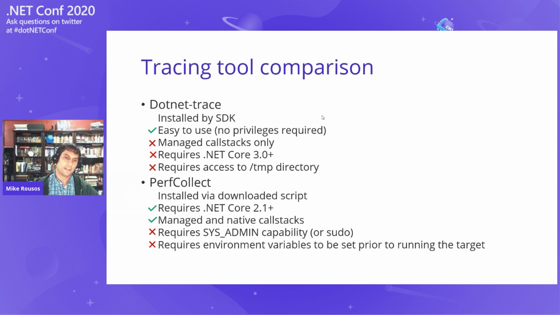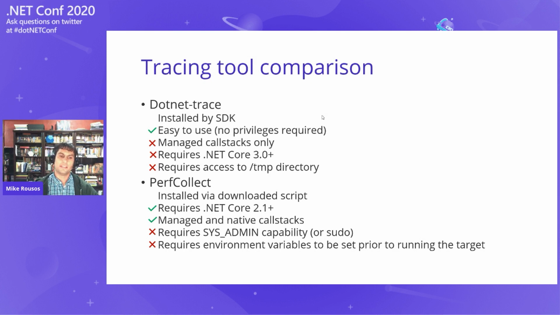Perf collect, on the other hand, like I already alluded to earlier, is going to give you even more information because it shows you both managed and native portions of your app. It, in fact, can show you multiple processes at the same time. So if you have a cross-process perf issue you're trying to track down, you probably want to use perf collect.